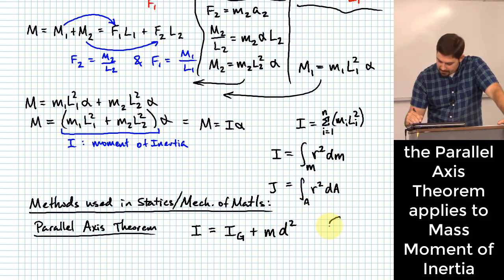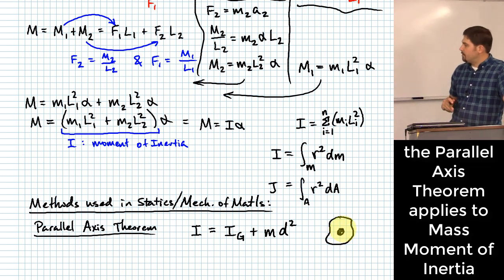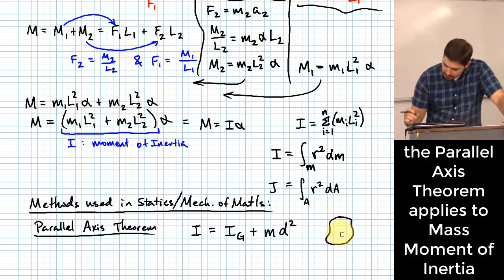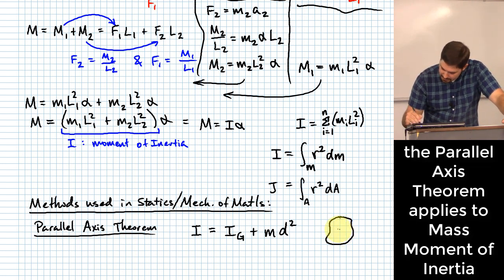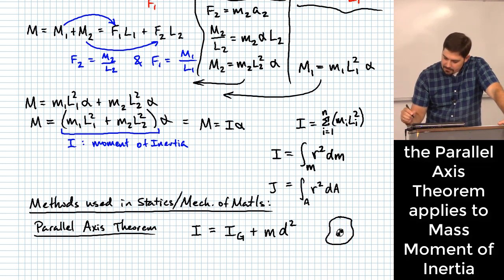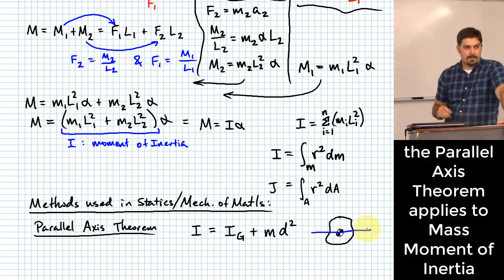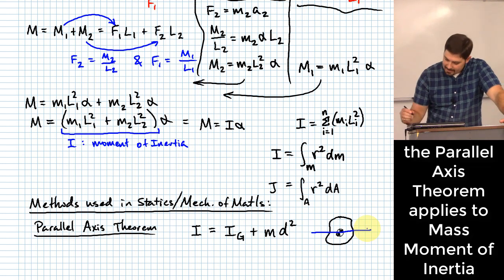So let's say you have some little blob of mass. Here is a little symbol that represents the CG. That's something you might want to get used to, is we'll use that symbol sometimes to talk about a center of gravity. Something like this. And what we're saying is, if you already know what the mass moment of inertia is about an axis that goes through that point, so let's say you already know that, that's I_G.